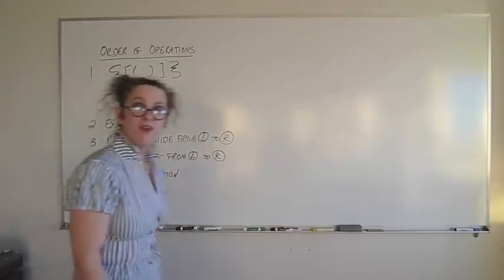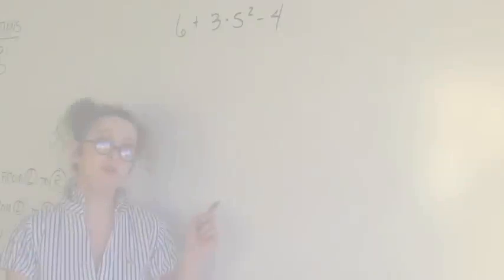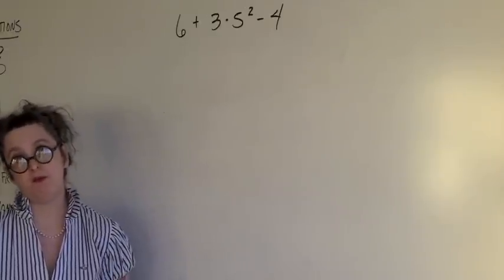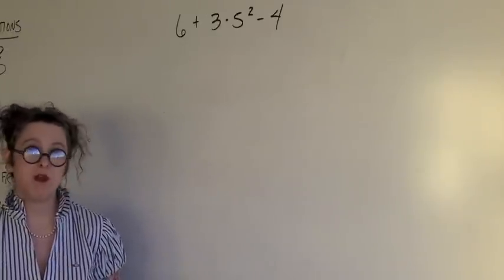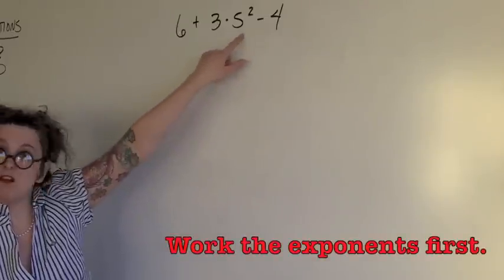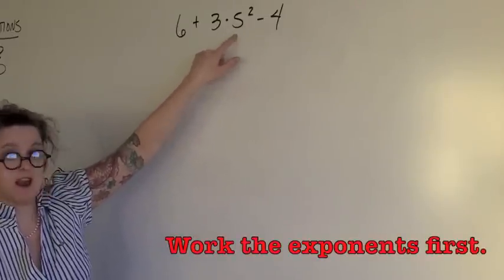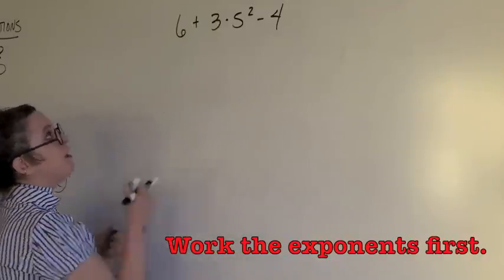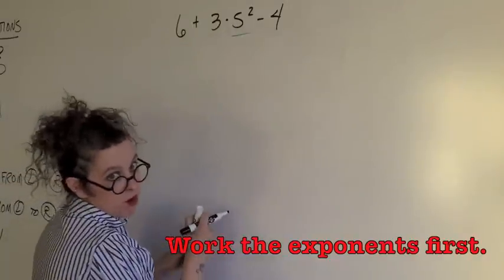So let's try these steps out on a real math problem. Here's our real math problem. What you're going to notice is that there's no grouping symbols. So you skip step number 1 entirely. What you're going to do first is this little exponent right here. This tells us to take a 5, times it by another 5. So, exponents first.